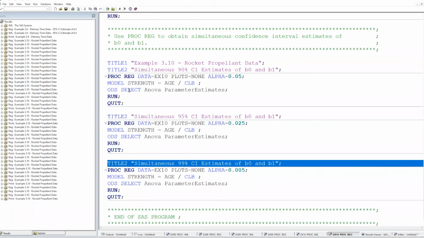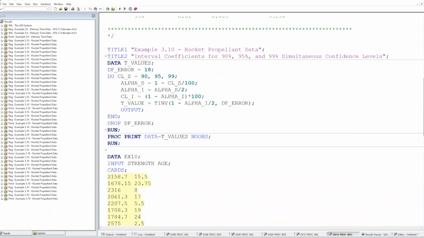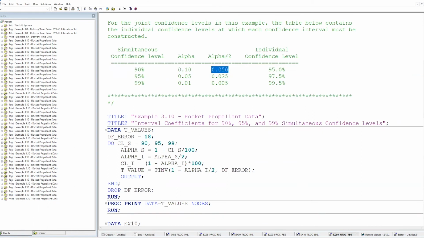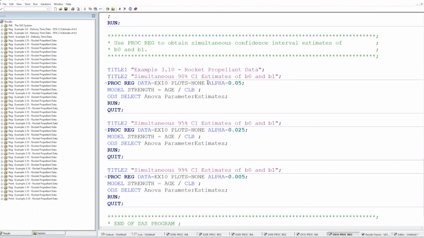And what we need to do is to indicate to PROC REG the level of confidence that we want to construct these individual confidence intervals at. We use the alpha option on the PROC REG statement itself. All right, and so for the first set of intervals, in order to construct 90% simultaneous confidence intervals, the value we specify and feed to the alpha option is 0.05. All right, and so that's what we're going to do here.